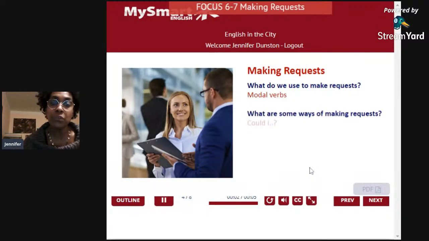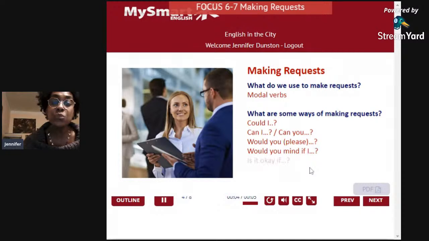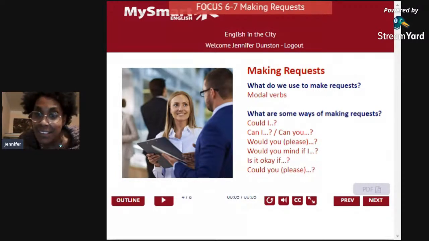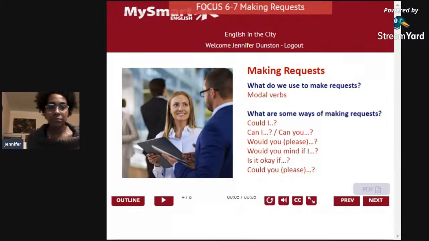Here are our modal verbs. And these are the different ways for making requests. Would you please? Would you mind if I? Is it okay if? Could you please? Can I have a free coffee?